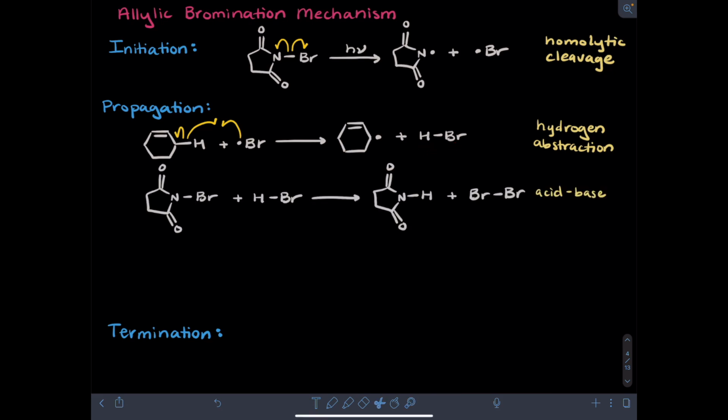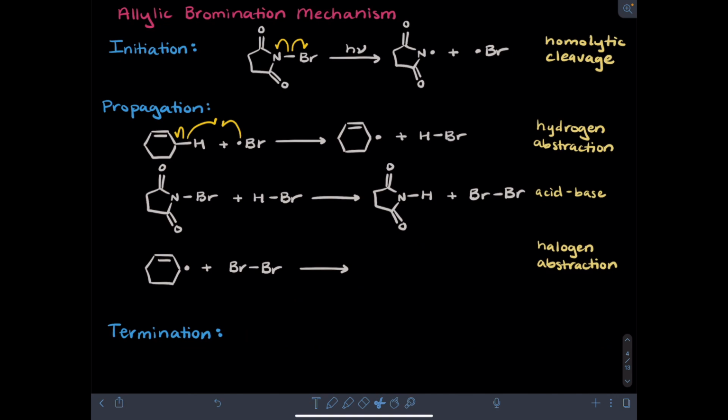The next step of the mechanism is a little bit strange, and it is not a radical reaction, and you don't need to know how to draw the curved arrow mechanism for it. In this next step of the mechanism, NBS starting material reacts with the HBr that was generated to form a nitrogen-hydrogen bond and Br2. So this is the step that creates a small concentration of Br2. This is essentially an acid-base reaction.